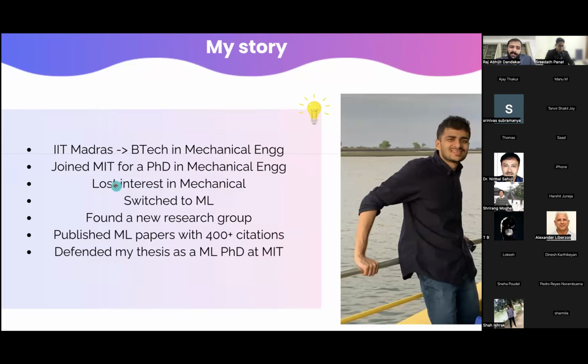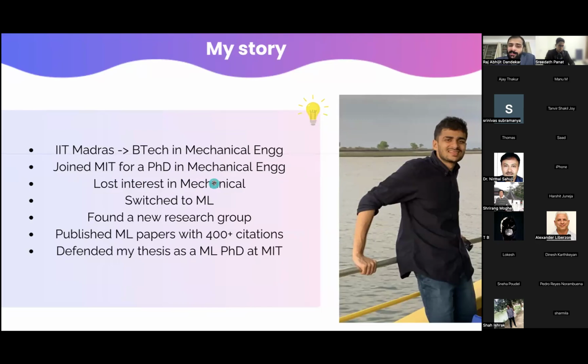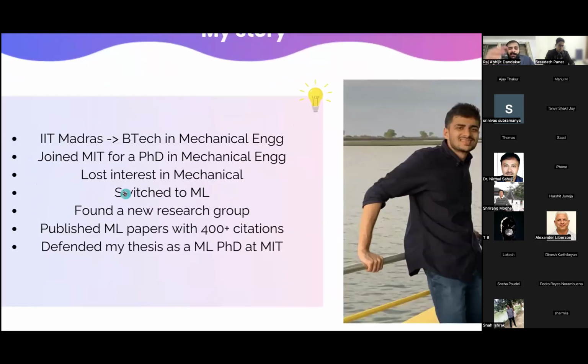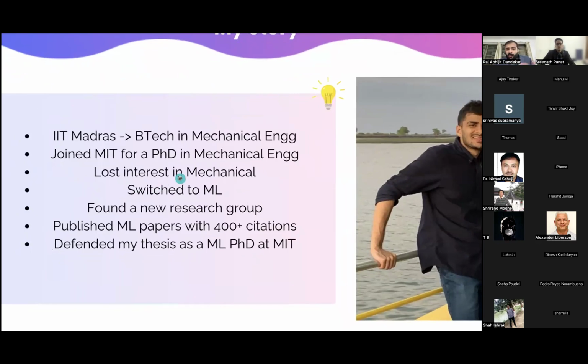And then slowly I started losing interest in the field of mechanical engineering, and that's when I decided to completely switch to machine learning. In fact, during that time I was even considering quitting MIT and coming back to India. But luckily I found a research group in machine learning, and very luckily that group was in the field of scientific machine learning. I stumbled upon the field of scientific ML by chance, and it turned out to be the best decision I took because it completely transformed my life.